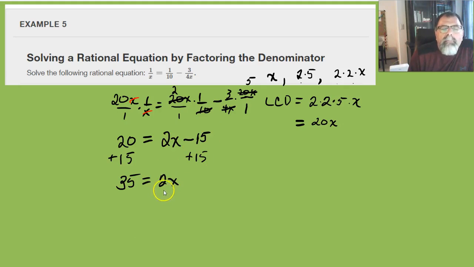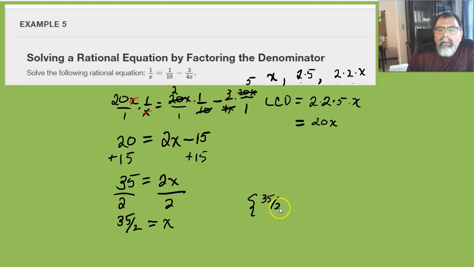Then the last step is you want to get x by itself. So divide by 2. We get x equals 35 halves. And then that's my solution set. And again, before we actually go on, we have to make sure that this is allowed. The only thing that you've got to exclude would be 0. So this is fine.